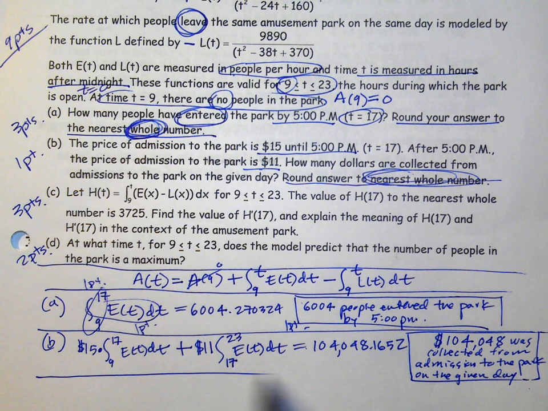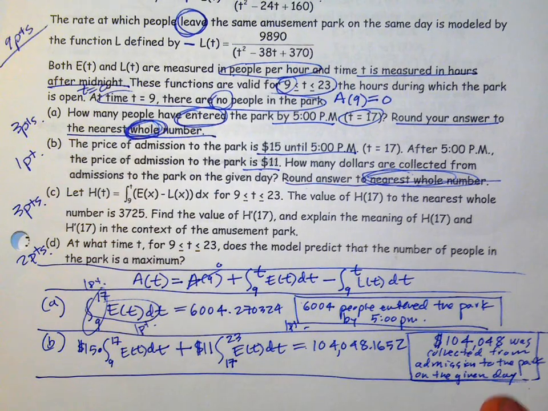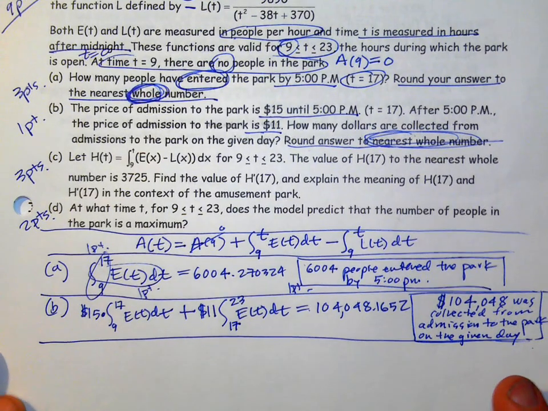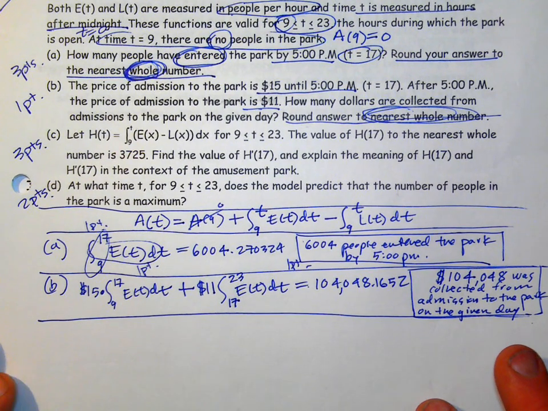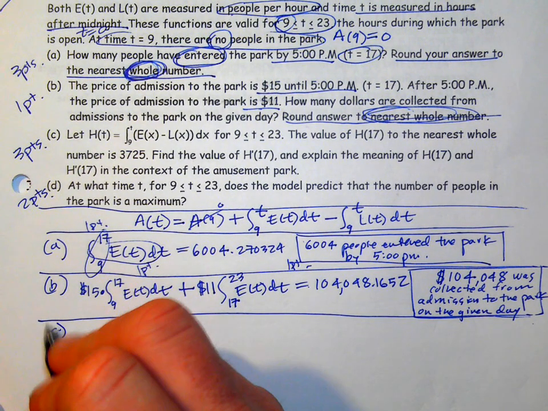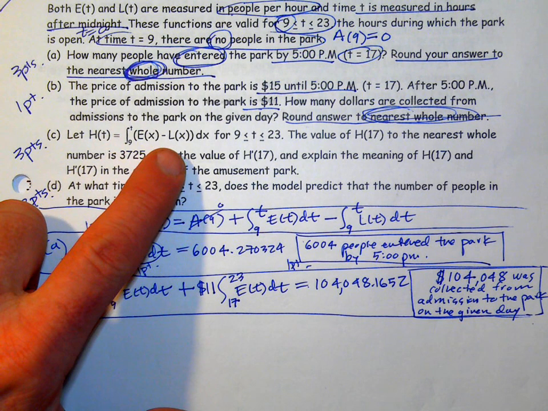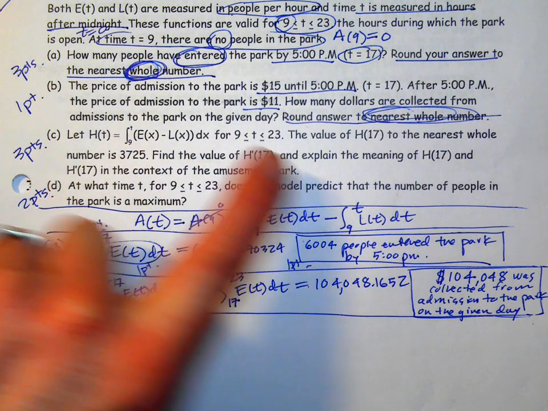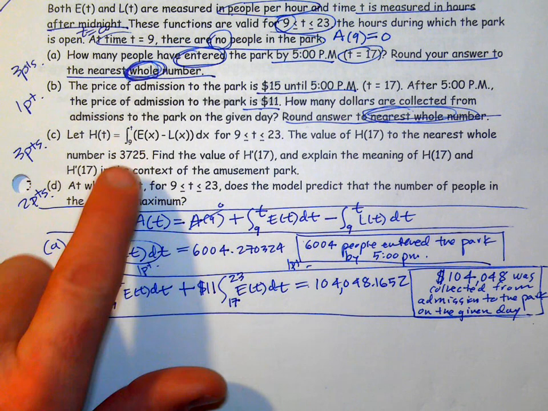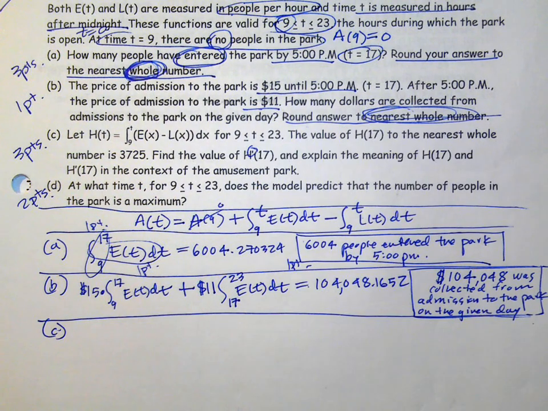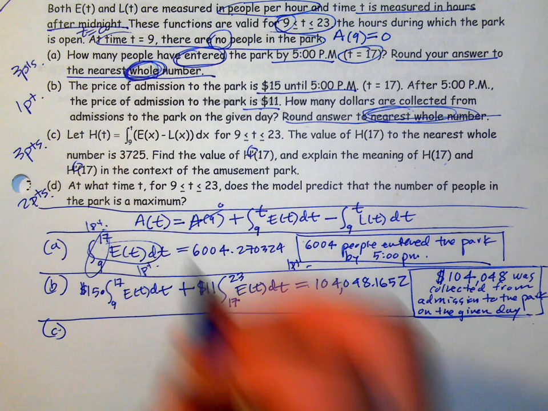Okay. So yeah, that was kind of a weird question. You're talking about trying to figure out how much money you made, and it's not like an everyday kind of calculus question. Part A was a lot more kind of normal. C says let h(t) equal the integral from 9 to t of e(x) minus l(x) for 9 to 23. The value of h(17) to the nearest whole number is 3725. Find the value of h prime of 17 and explain the meaning of h(17) and h prime of 17 in the context of the amusement park.